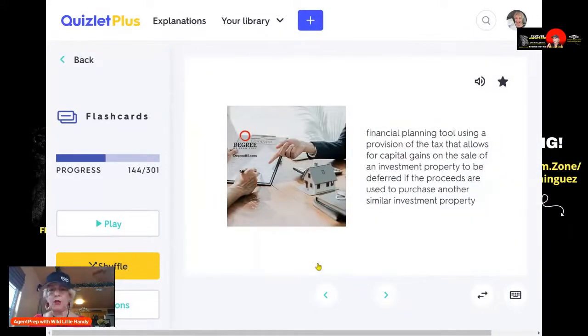There has to be so many feet in between to separate the two types of land use. Moving right along. Okay, here's a long one. Financial planning tool using a provision of the tax code that allows for capital gains on the sale of an investment property to be deferred if the proceeds are used to purchase another similar investment property. This is important to know. It is something you will use when you're dealing with some investors.